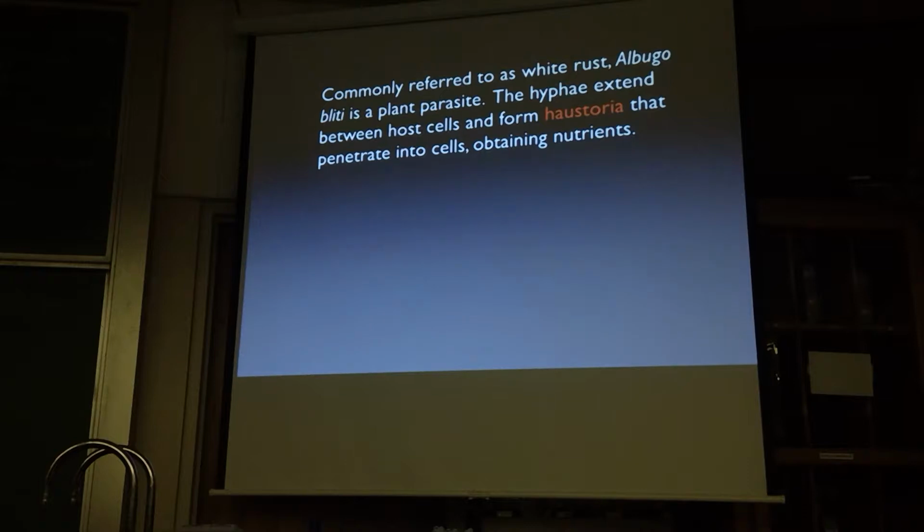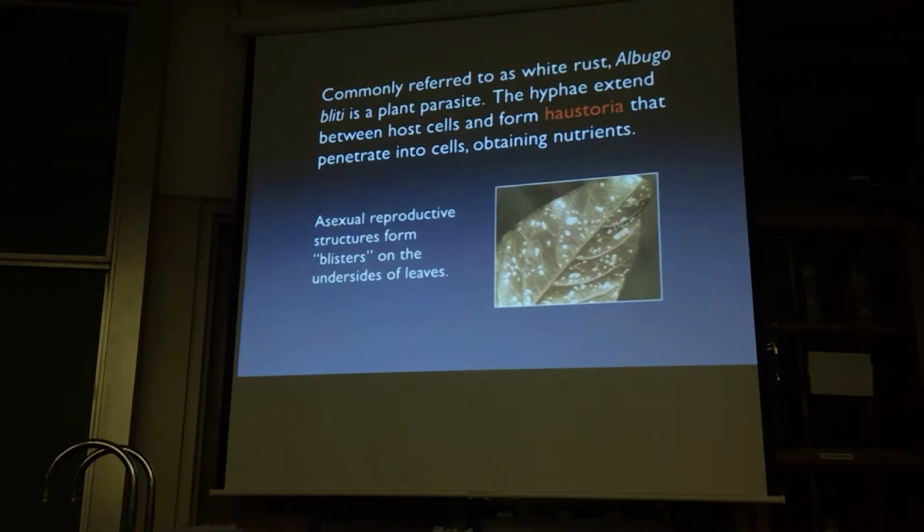This fungus produces haustoria, so those are the cells that penetrate into the plant cell. They absorb nutrients. So you're looking at the underneath side of a leaf, and what you see on the surface are these powdery patches. These are where the asexual spores are being released on the surface of the leaf.